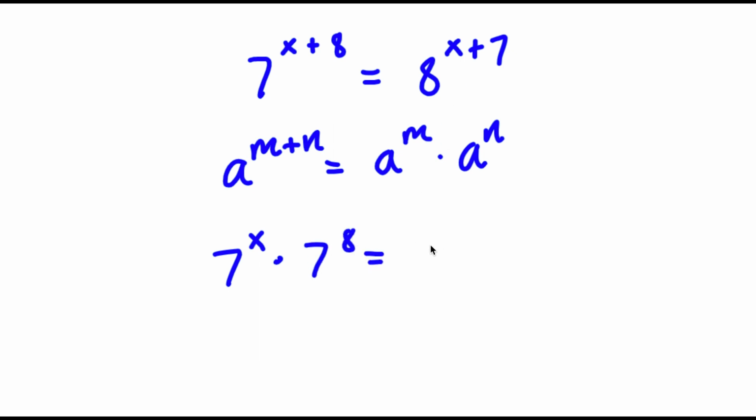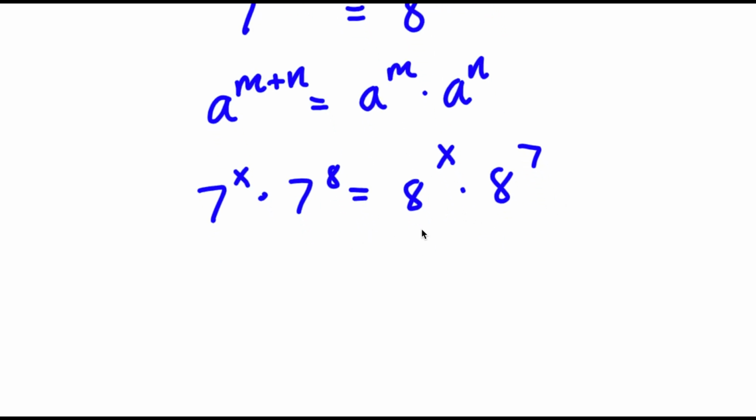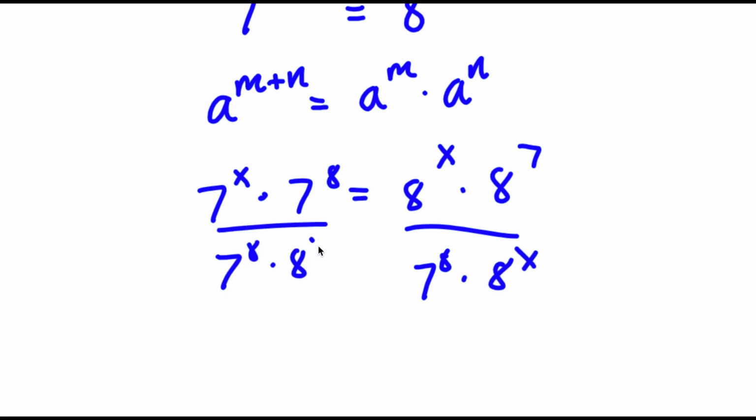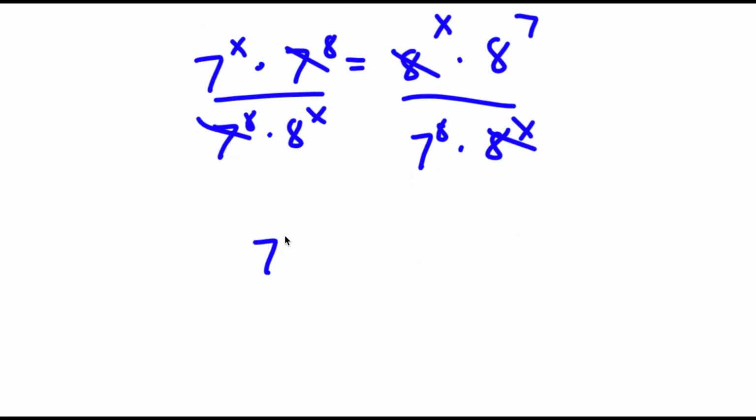And 8 to the power of x+7 is going to equal 8 to the power of x times 8 to the power of 7. Now I'm going to divide both sides by 7 to the power of 8 times 8 to the power of x. So then these two cancel out and these two cancel out, and I'm left with 7 to the power of x over 8 to the power of x is equal to 8 to the power of 7 over 7 to the power of 8.